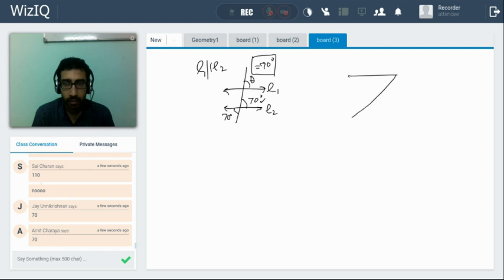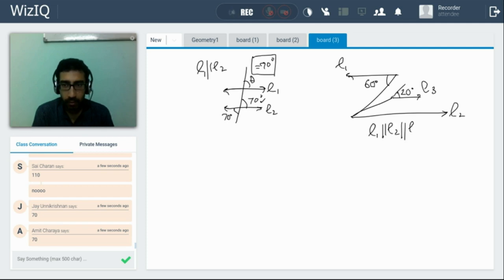What about this? So let this be a line. This is not exactly a line. So this line is parallel to this line. If this angle is, let's say, 60 degrees, and I have another line here, and this angle is equal to 20 degrees. I'm explaining what I made. L1 is parallel to L2 is parallel to L3. They are three parallel lines. And this is another straight line, L4. It doesn't look like a straight line, but you should believe that it is.